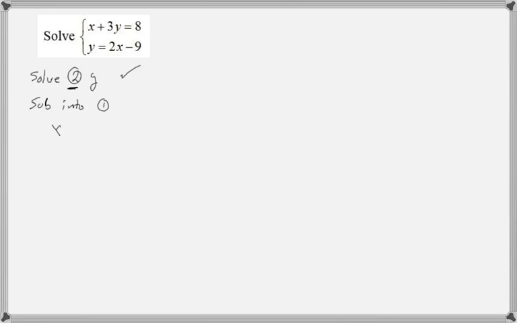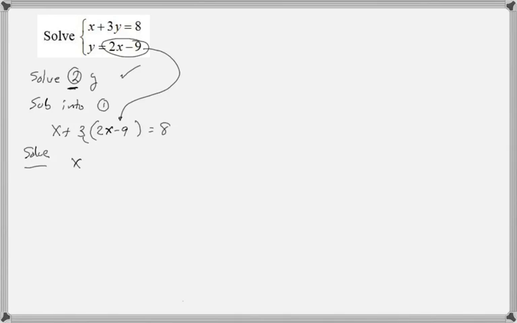So when I do that, I'll have x plus 3 times whatever y is. It's going to be a big bunch of stuff that must be equal to 8. So now I need to pick up what y is equal to. That's 2x minus 9. I'll plug it in for y. And then I need to solve that equation for what's left. There's only one variable, x, so simplify both sides and isolate the variable.